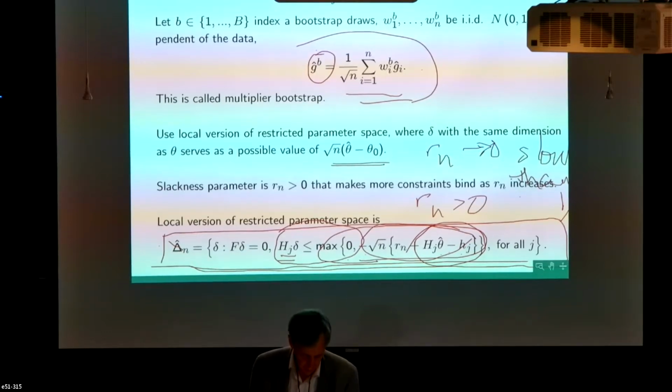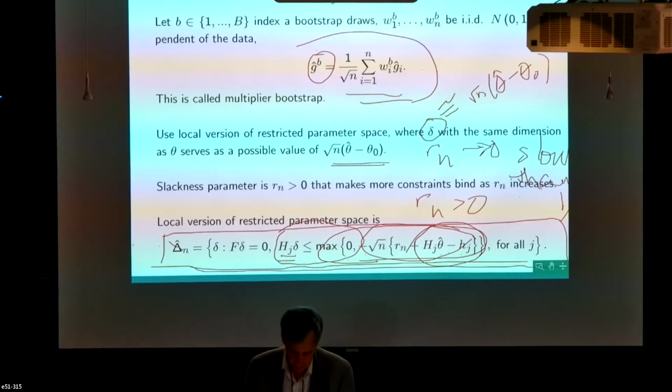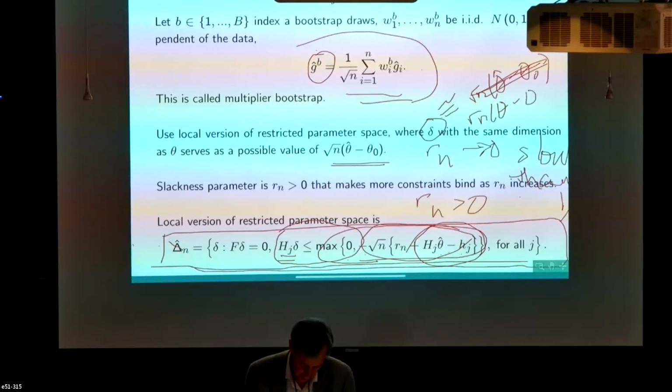Now the other thing that's done here, and this is done in other papers on testing inequality restrictions as well, is we use a local version of the restricted parameter space. So this delta here is approximately equal to root n times theta minus theta naught. So that's meant to represent a local deviation away from theta naught of size 1 over root n.